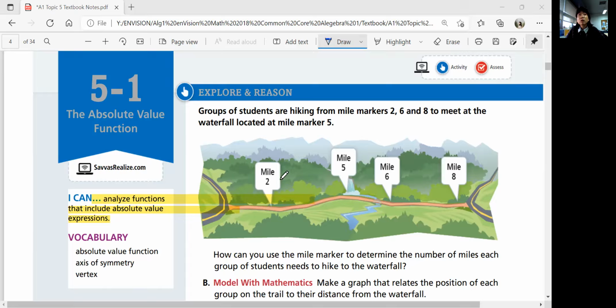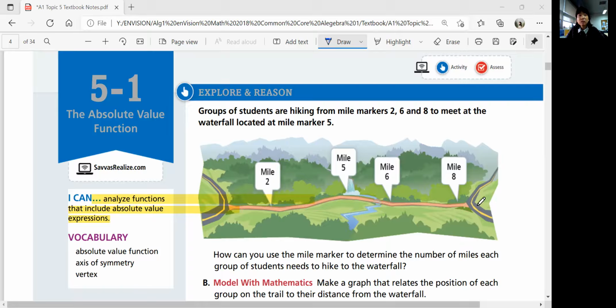Okay, so this is mile 2, mile 5, mile 6, 8. You can see that the direction goes from left to right. So you start from 0, and that's 2 miles, 5 miles traveled, 6 miles traveled, 8 miles traveled, and so on. That's how it works. So the picture shows the waterfall at mile 5, and there are 3 groups of students, one at mile 2, one at mile 6, and one at mile 8.